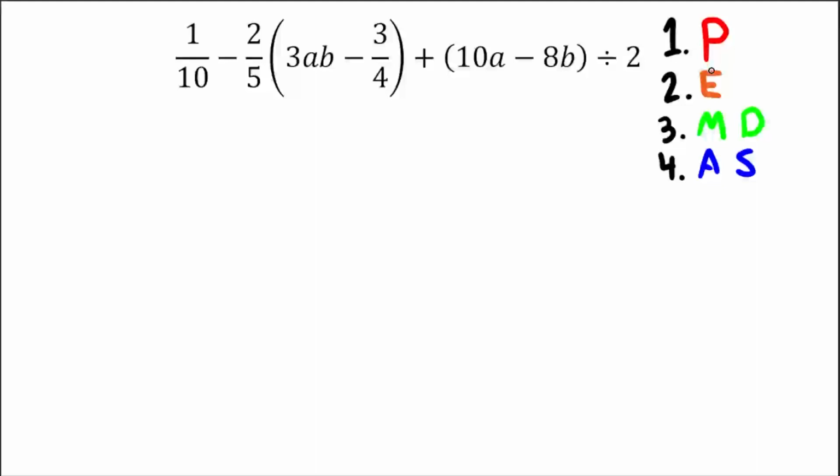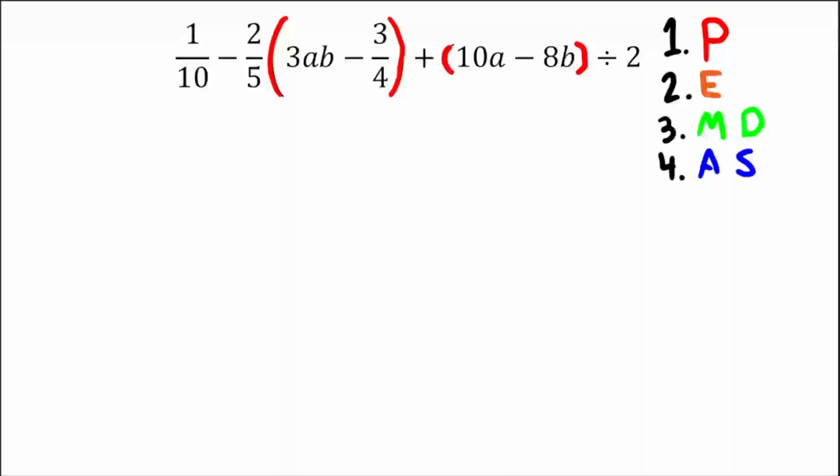So let's start with the parentheses. Let's identify all the parentheses. There's one right there, and there's another right there, right? In these parentheses, you have to apply PEMDAS inside the parentheses, but we can see that it's already simplified, right? There's no like terms. There's 3ab and minus 3/4. There's no like terms, right?